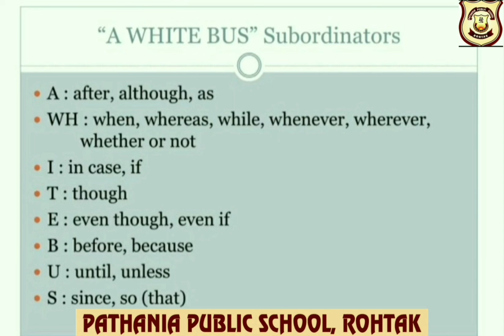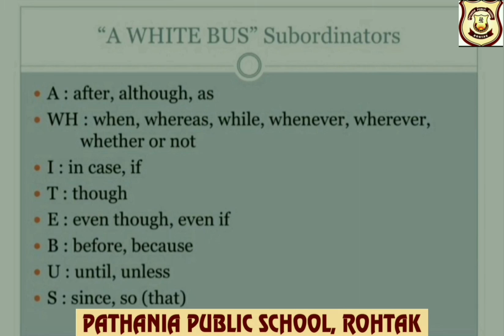We can remember subordinating conjunctions using this hint. That is A: after, although, as. WH: when, whereas, while, whenever, wherever, whether or not. I: in case, if. T: though. E: even though, even if. B: before, because. U: until, unless. And S stands for since, so that.